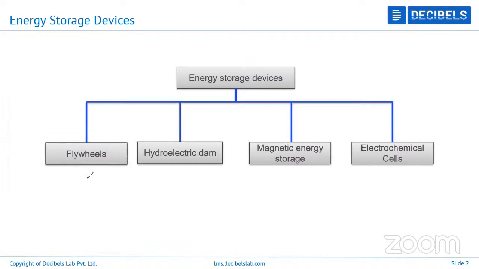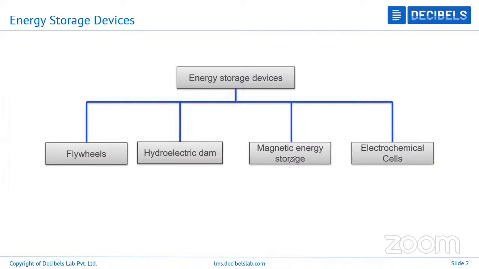And if you come to hydroelectric dams, these are basically storage devices that can store water at a particular height. When that water is released, it can strike a turbine or rotate some blades, which can then provide electricity. Or even then, the energy can be stored in a separate reservoir. So this is another form of energy storage device.